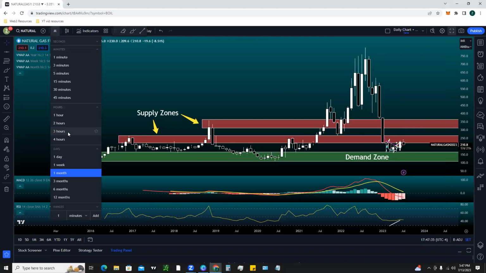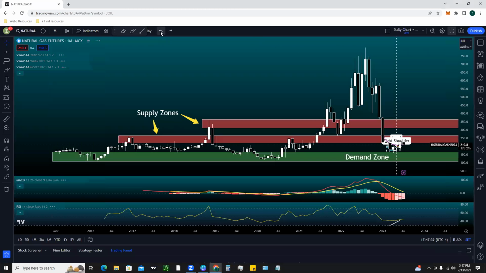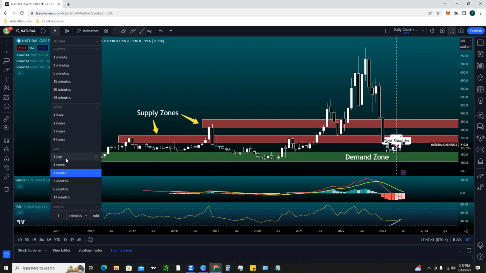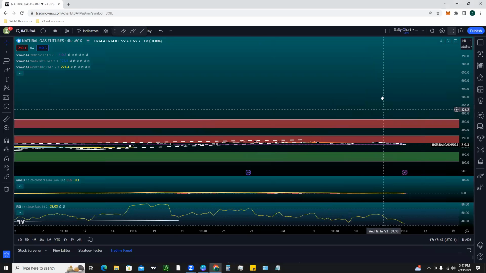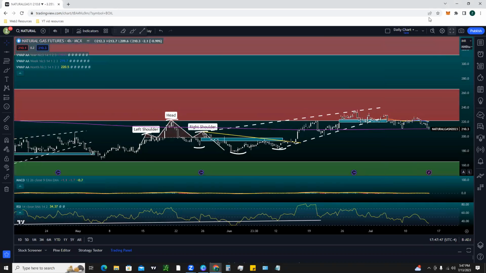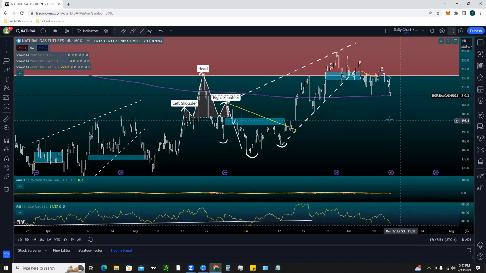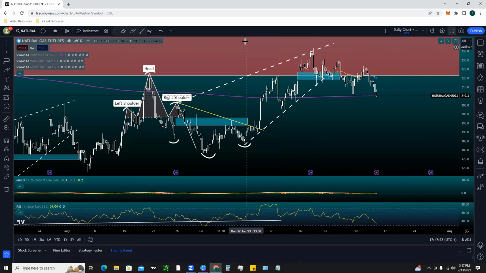Now, if we go down here to our 4-hour chart, actually let me put that head and shoulders back on here real quick, right? And just want to show you guys some of the different patterns and things that I look at when it comes to the natural gas futures. If you take a look, we did have this rising wedge that we had over here. And I showed that in the last video along with the inverse head and shoulders, right?